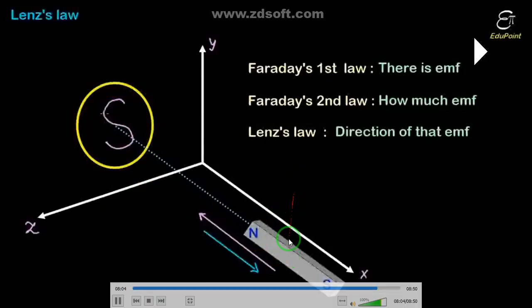I hope you have a very good awareness of this Lenz's law. Just go through the statement once again. Now you can have a clear-cut idea about Lenz's law.